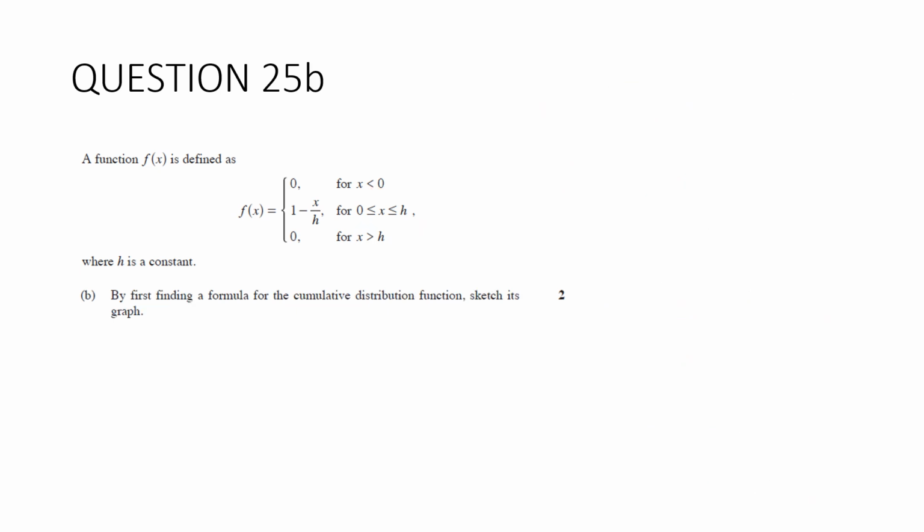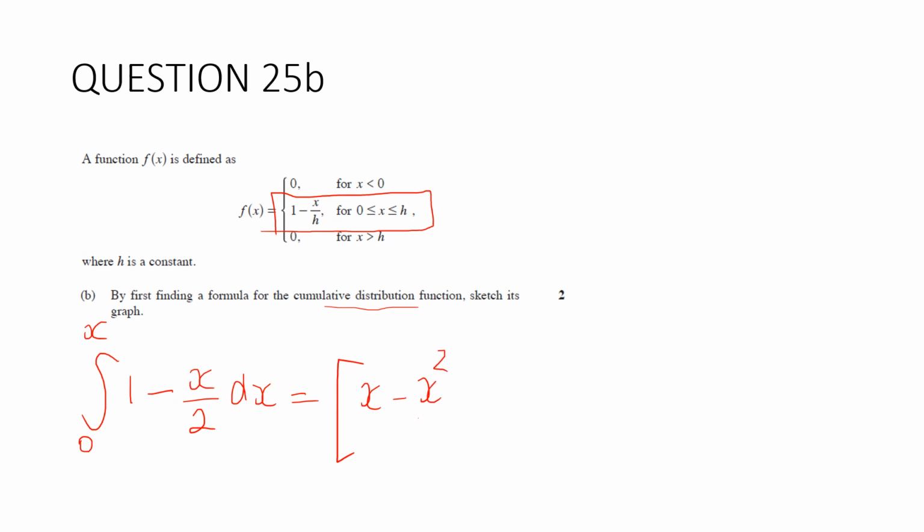Part B. By first finding a formula for the cumulative distribution function, sketch its graph. Right, so recall if we're doing a sketch of the cumulative distribution function, it's going to be an increasing curve all the time. It's not going to dip around like this. Okay, let's start in the middle here. To find this part, we're going to do the integral between 0 and x of 1 minus x over, and remember h was 2, dx, which is equal to x take x squared on 4 in between 0 and x. And substituting in, we get x take away x squared on 4, take away 0.